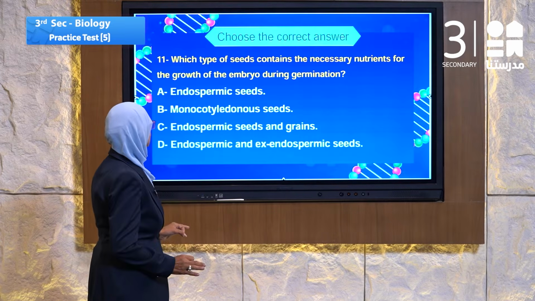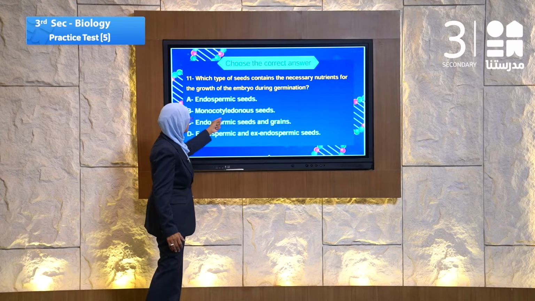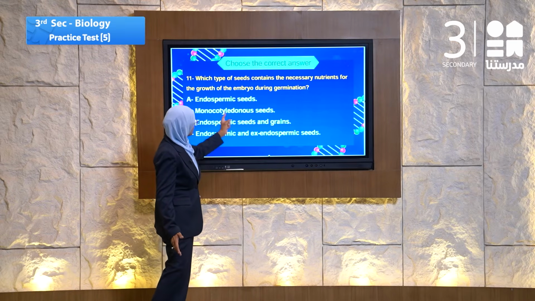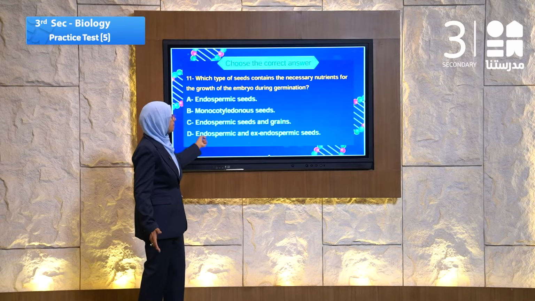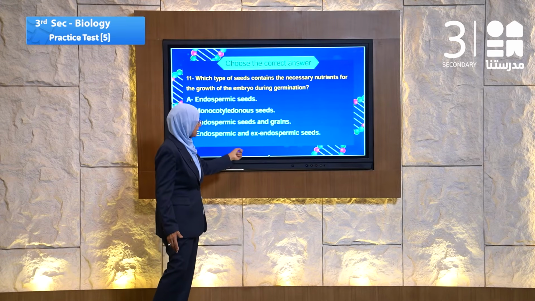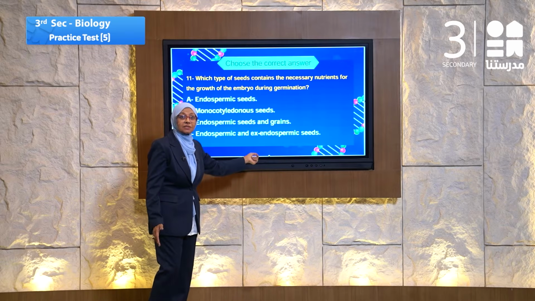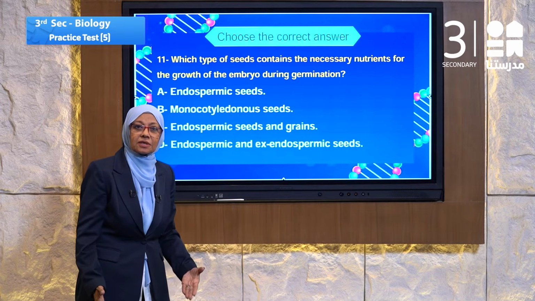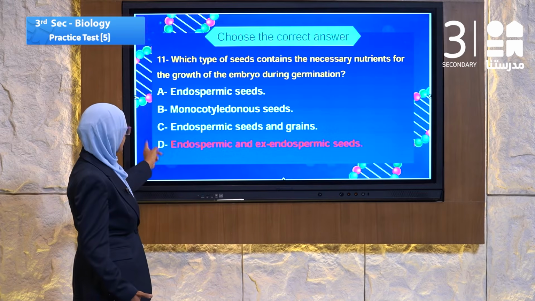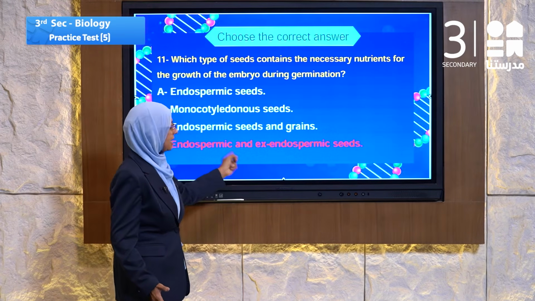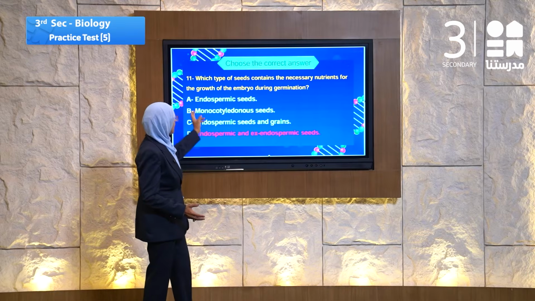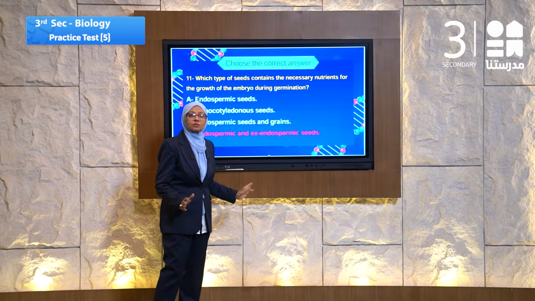Let's read the choices. A, endospermic seeds. Maybe. B, monocotyledon seeds. C, endospermic seeds and grains. D, endospermic and exoendospermic seeds. Which of them is the right answer? The right answer must be the last one. The last one speaks about the endospermic and exoendospermic seeds. That's the nutrients. Where? At germination. Let's go to the other question.